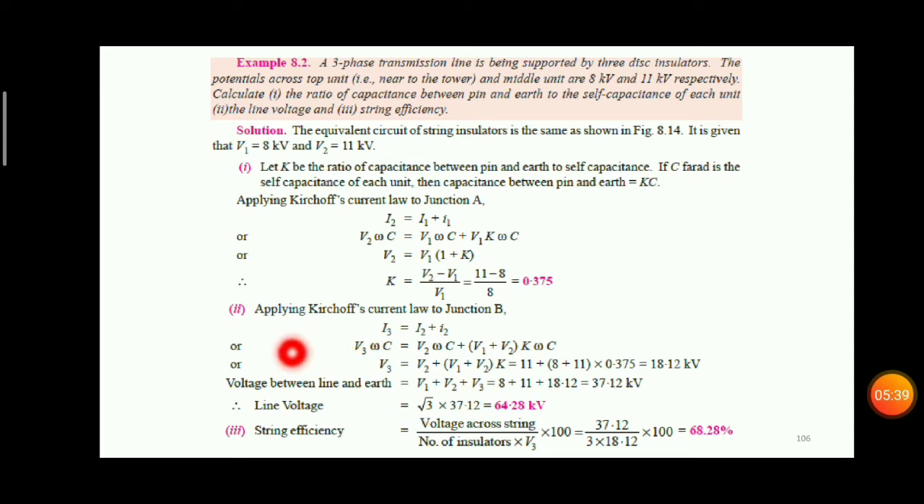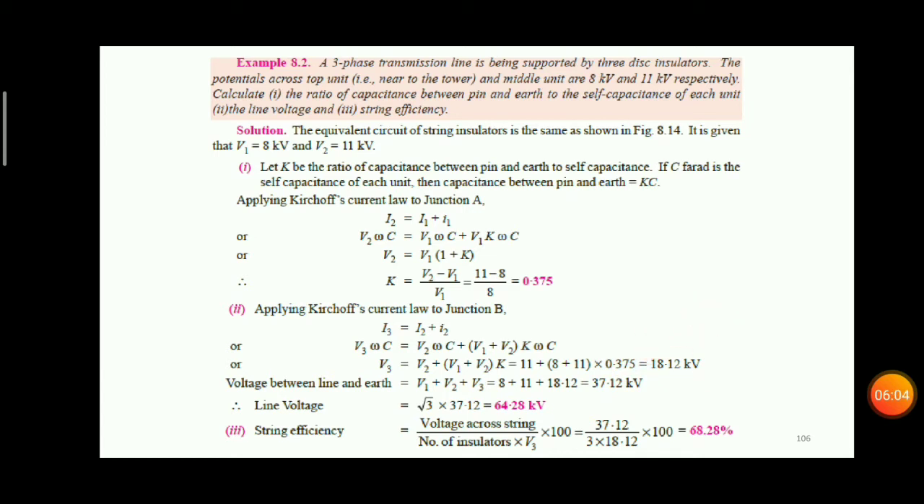Then the voltage between line and earth, the total voltage, is V1 plus V2 plus V3. We can add V1, V2 and V3. Then it is 37.12 kV. That is the phase to earth voltage. So line voltage will be root 3 times 37.12 kV, that is 64.28 kV.